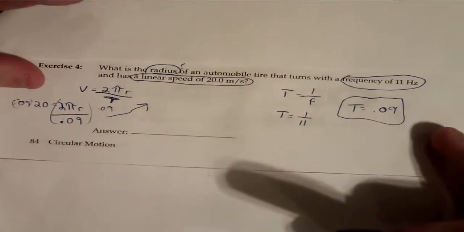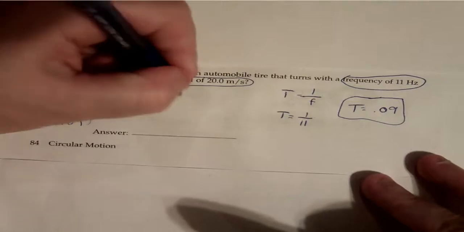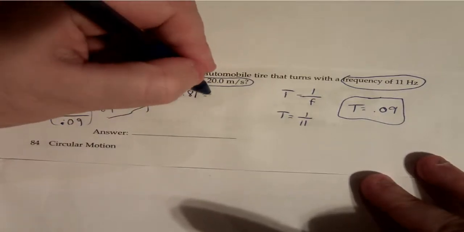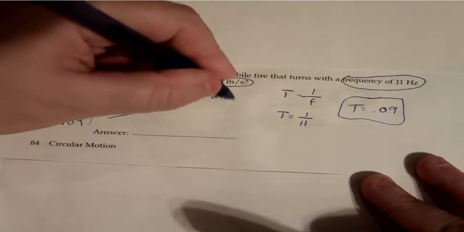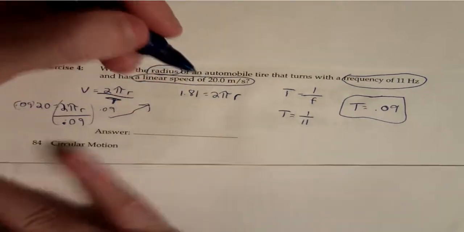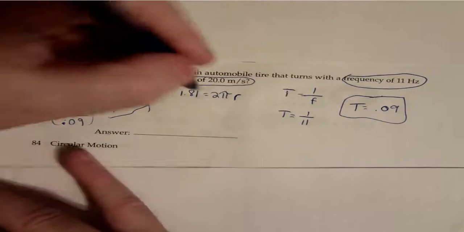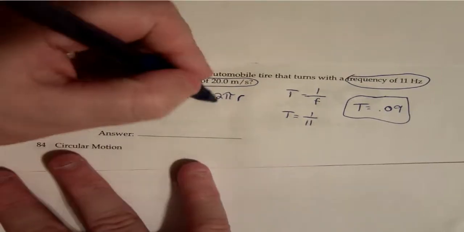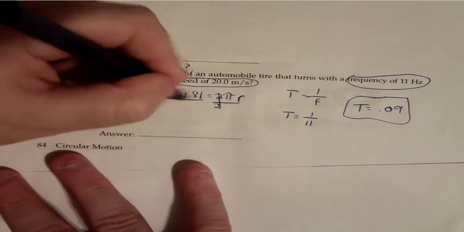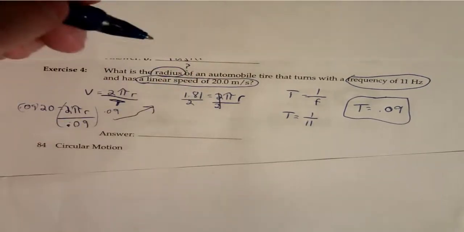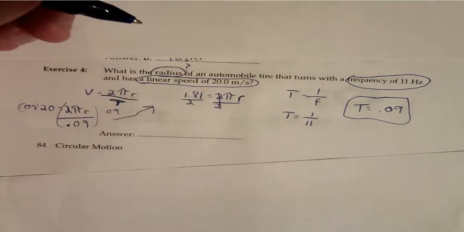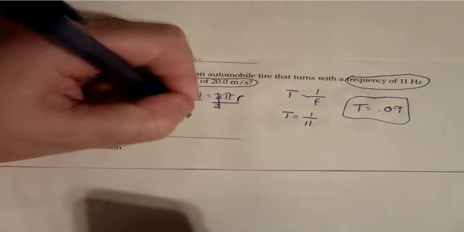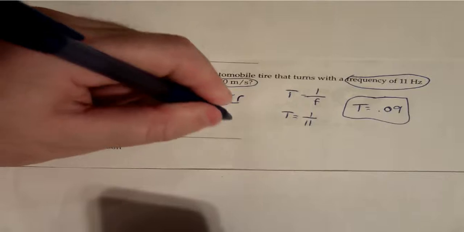We're moving all over the place with this. So now we got about 1.81 equals 2 times pi times the radius. Okay? Now, we just got to divide everything over. So you got 1.81 divided by 2. Cancel that out, divided by 2. So that should give you 1.81 divided by 2 should give you about 0.91. 0.91 equals pi times the radius.